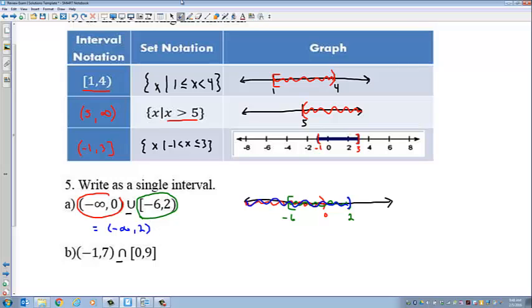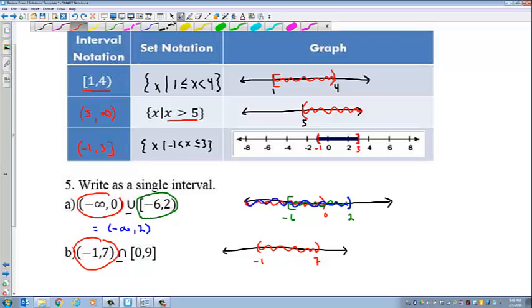The second one is an intersection. On an intersection, you don't just push them together. You don't just join them. What you do is you look where they overlap. So again, you draw this number line. And the first interval we'll do in red, and it's -1 to 7. So let's put -1 here, and let's put 7 over here. And it's everything in between.